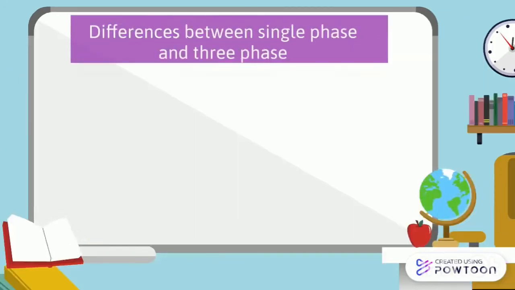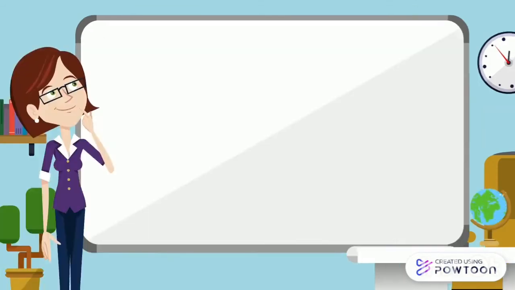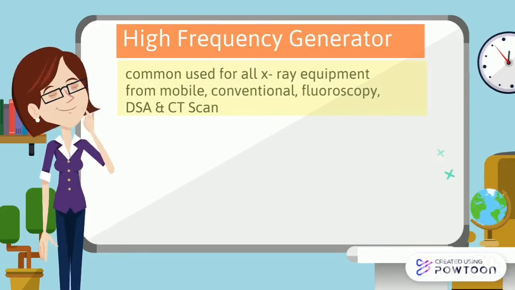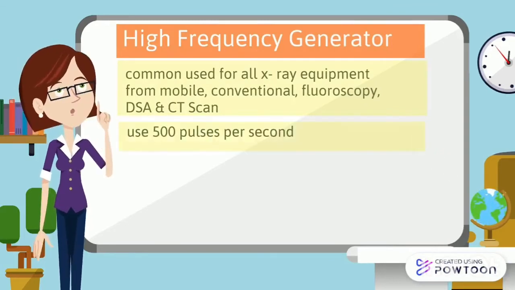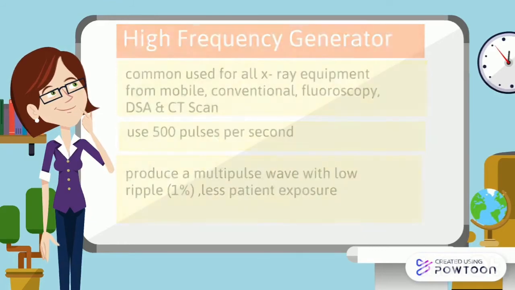This table shows the differences between single phase and 3-phase. The high frequency generator is commonly used for all X-ray equipment, from mobile, conventional, fluoroscopy, DSA, and CT scan. It uses 500 pulses per second and produces a multi-pulse wave with low ripple and less patient exposure.